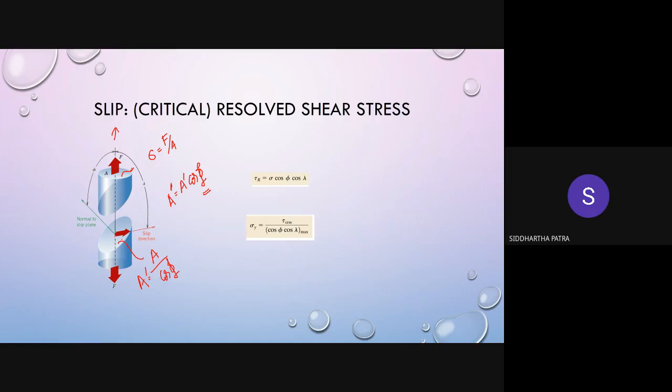So this force would be producing a stress. So first of all, if I were to divide F by A prime, that would be sigma times cos phi, number one. And number two, the component of F that is acting along the slip direction is F times cos lambda. The other component is normal to the slip direction, so that doesn't count, as we discussed earlier. So essentially, the resolved shear stress has this expression.